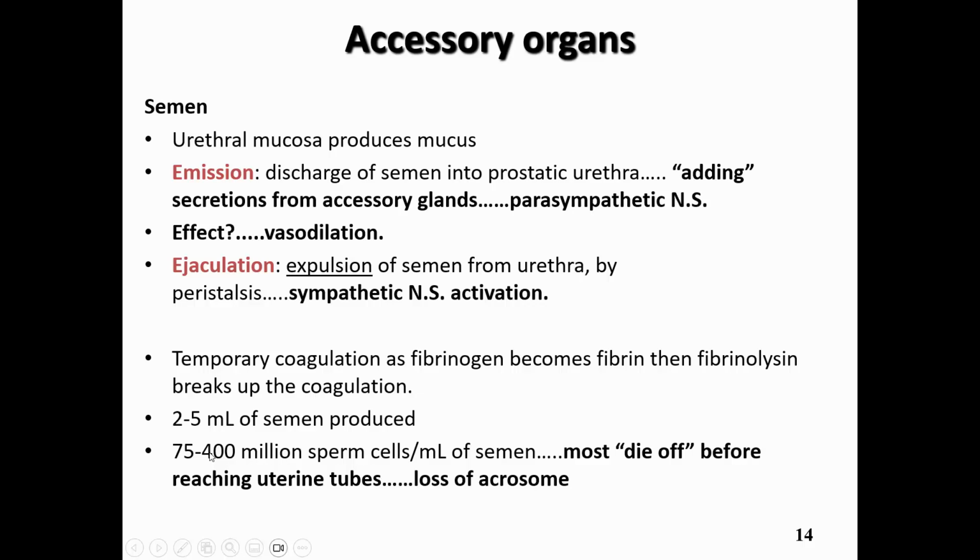The reason this is such a high number is that before those sperm cells reach the uterine tubes, or the fallopian tubes, of the female, the vast majority of those sperm cells will die off. That is initiated because the acrosome, the very tip of the sperm cell, starts to degrade. So this ends our lecture here on the male reproductive system.